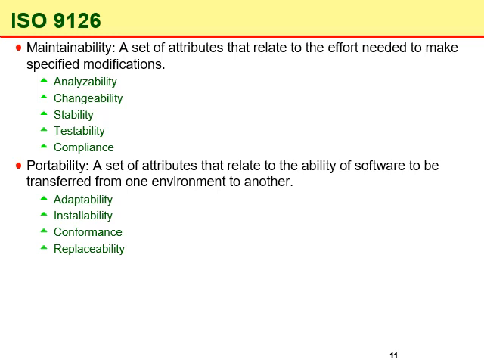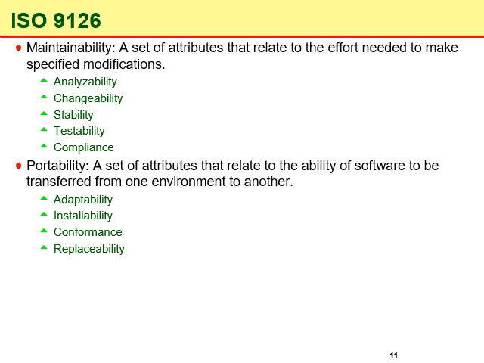So, what is adaptability? Adaptability refers to the attribute of software that relates to the opportunity for its adaptation to different specified environments without applying other actions or means than those provided for this purpose for software configuration.